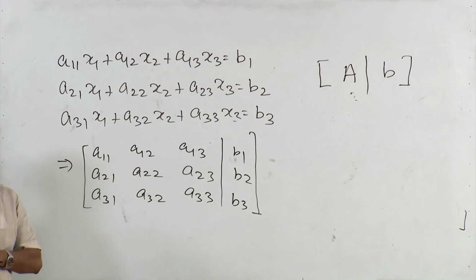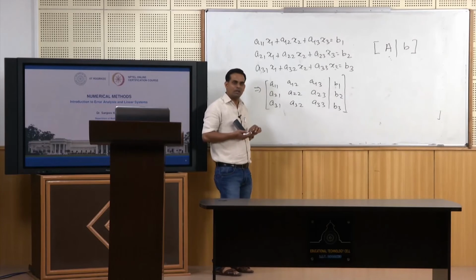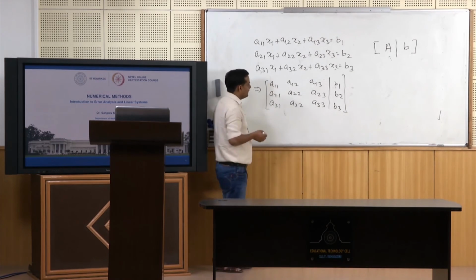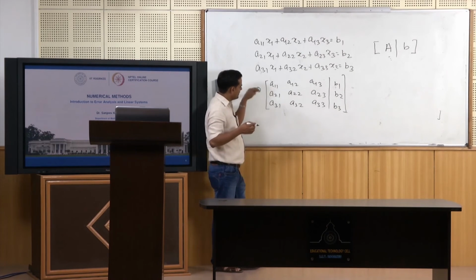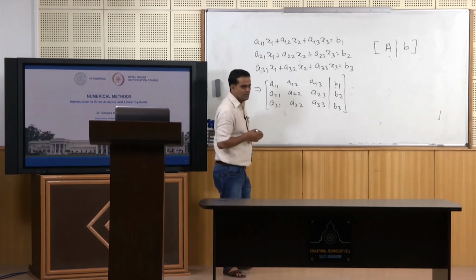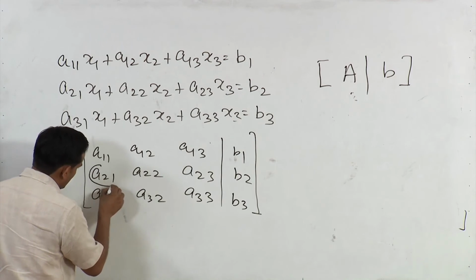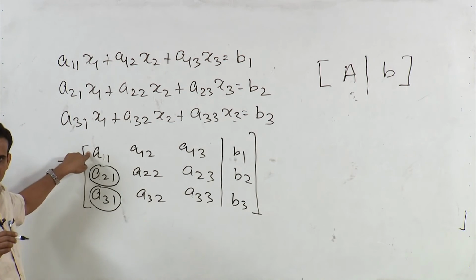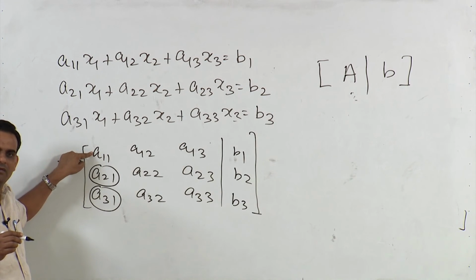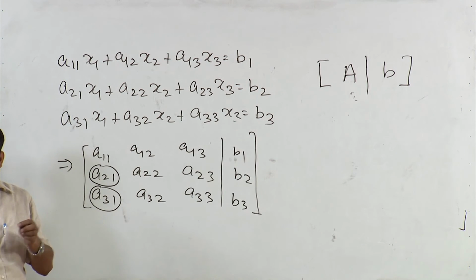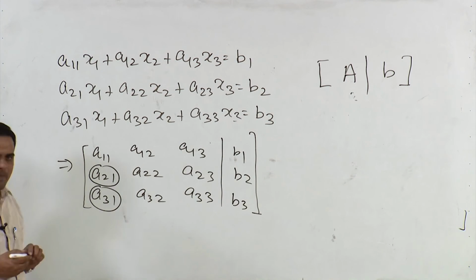Now, I will perform elementary row operations on this matrix to convert it into row echelon form. Basically, I want to make it an upper triangular matrix, something like this. First of all, I will make this and this particular element 0 with the help of this element. If this element is 0, I will interchange it with some other row where the element in the first column is non-zero.